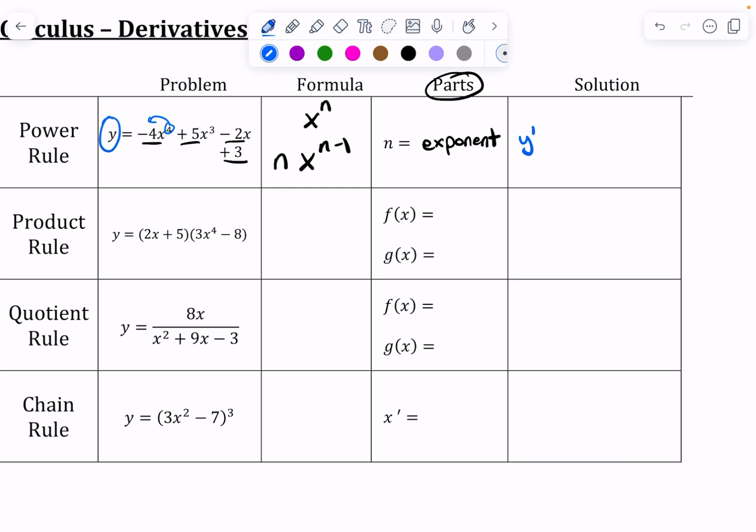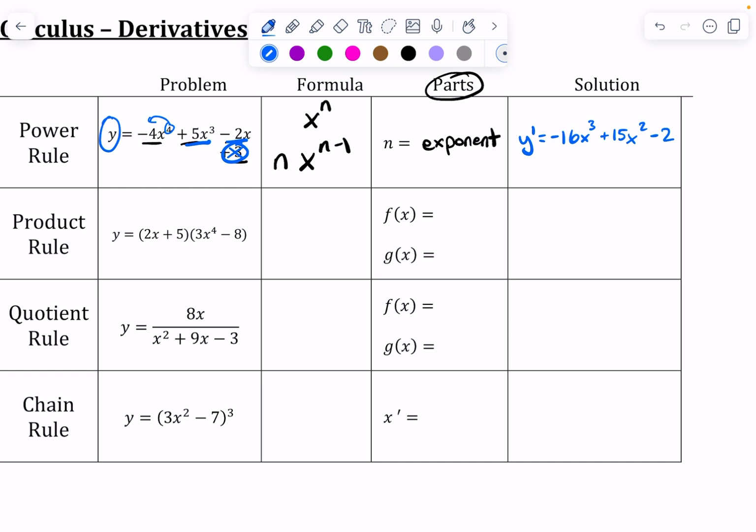So this says the derivative, y prime, is equal to negative 16x to the third, plus 15x squared. This guy will be minus 2. The x will just drop off, and then the 3 will be gone because the derivative of 3 will be 0. Okay, so that's the derivative. Power rule is awesome because you don't have to simplify. You don't have to do anything, right?